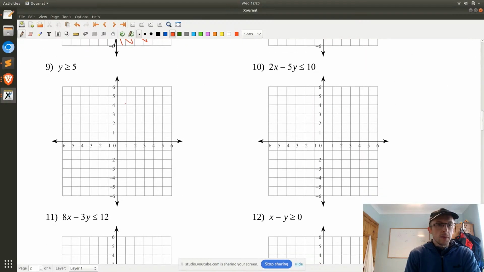Y is greater than or equal to 5. So when it was the case of x is greater than or equal to negative 2, as I recall from before, that was a vertical line. This will be a horizontal line. So do it. Now, what side is shaded? Here.